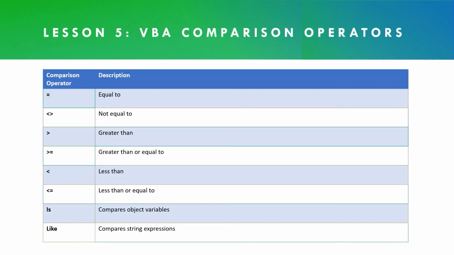Now we're going to just briefly go over these comparison operators. The one that I like to know about when I tackle a new programming language is how not equal to is represented, because it varies according to the programming language. In VBA, it's the less than and greater than symbols together. Also at the bottom of the slide, you use the Is keyword to compare object variables, and you use the Like keyword to compare string expressions in Visual Basic.